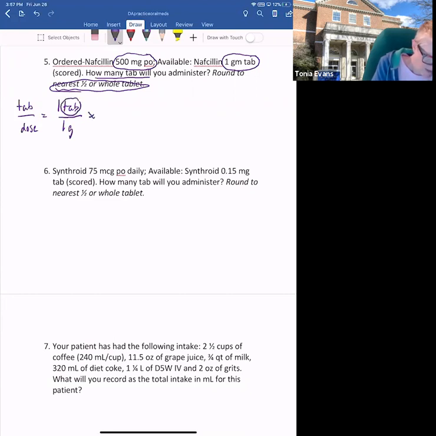So I've got my tablets. I need to get rid of that gram. So let's see, what do I know? That's the only mention of grams. My dose is written in milligrams, so I know I need to convert. And I know that 1 gram is 1,000 milligrams. Now you'll notice somebody in class asked today, how do you know what to put on the top and how do you know what to put on the bottom?